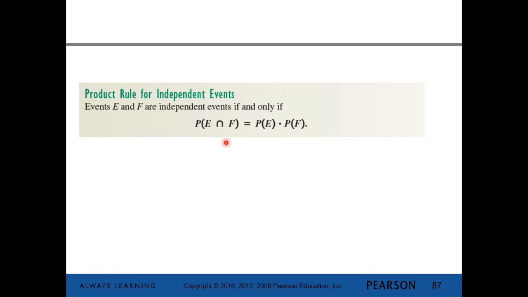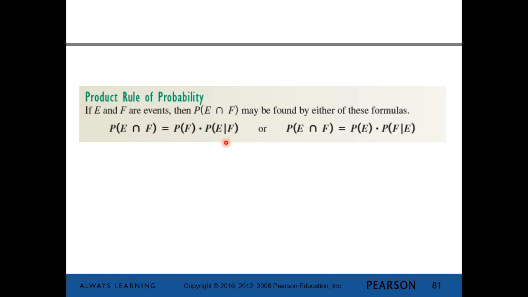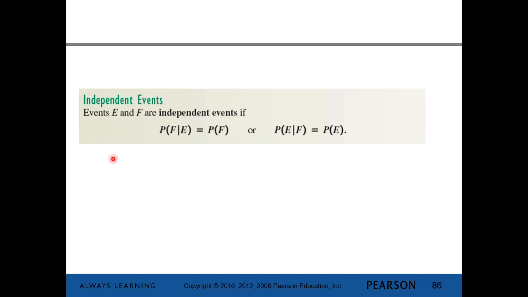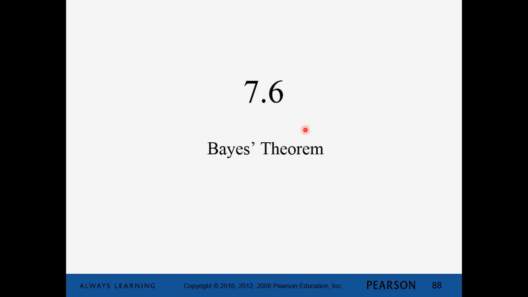Well, a similar thing happens with the product rule. In the general case, in the multiplication rule, we have to consider the conditional probability. But if E and F are independent, well, guess what? This just becomes the probability of E, and over here, this becomes the probability of F. And so if they're independent events, we get this multiplication rule. So it's just the multiplication of their individual probabilities. And that's it.